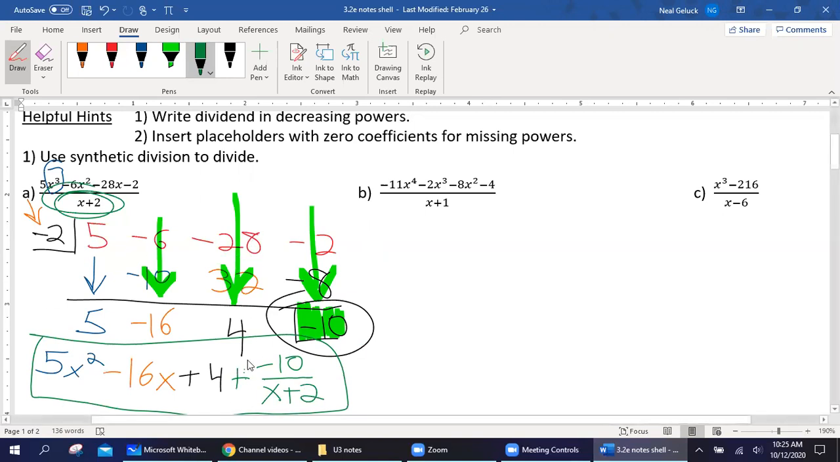So since I did not get a remainder of 0, that tells me that x plus 2 is not a factor of 5x cubed minus 6x squared, all that stuff. Now, there are some tricks to this you've got to be aware of.